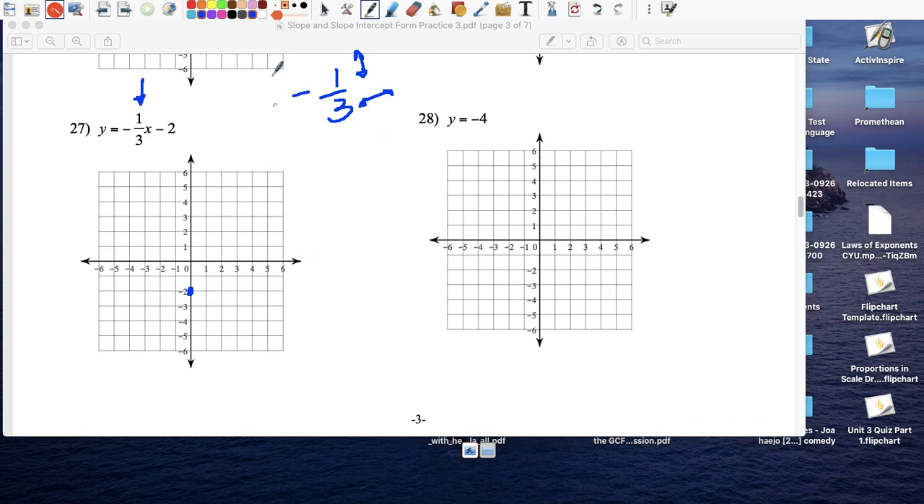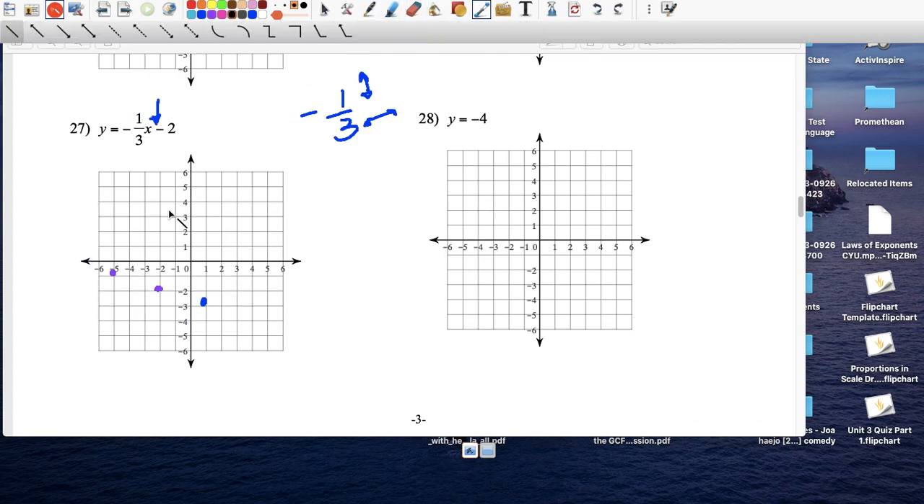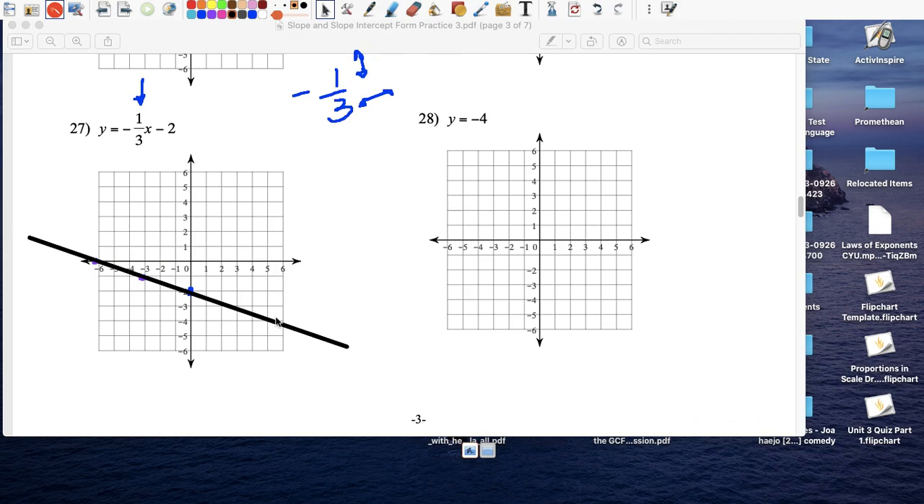So from our y-intercept, let's go up 1. If we go up 1, we have to go left 3. 1, 2, 3. Right? Let's go up 1 again, and then 1, 2, 3. And that's more than enough to create the line that we want. Here's my line, and the name is y equals negative 1/3 x minus 2.